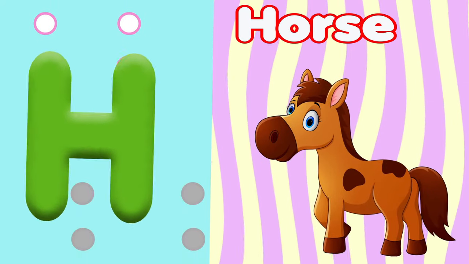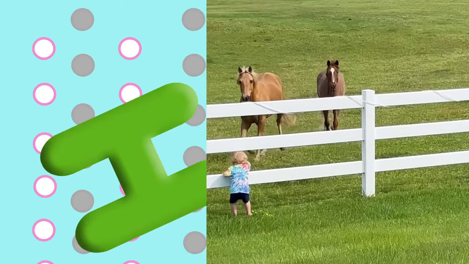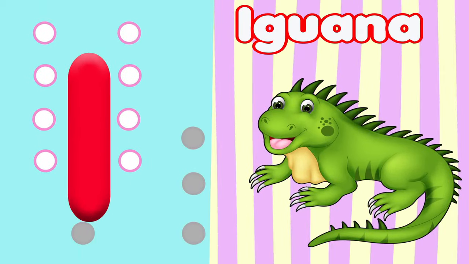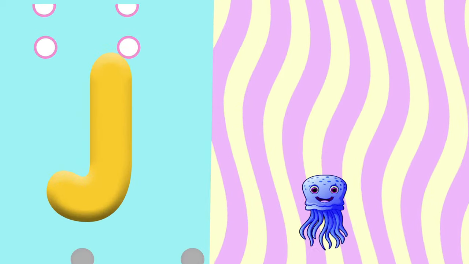H is for horse. H, h, horse. I is for iguana. I, i, iguana. I, iguana.